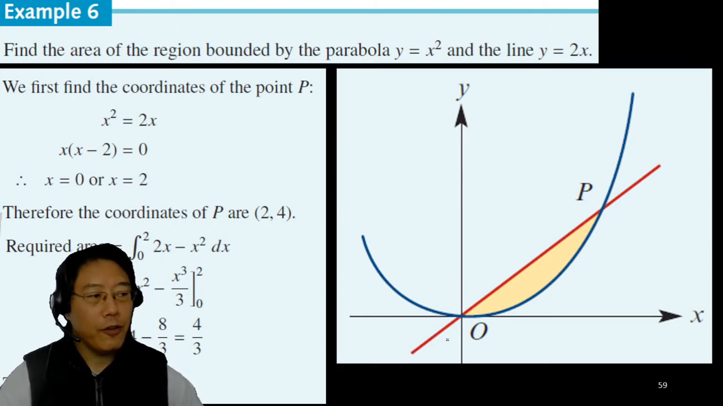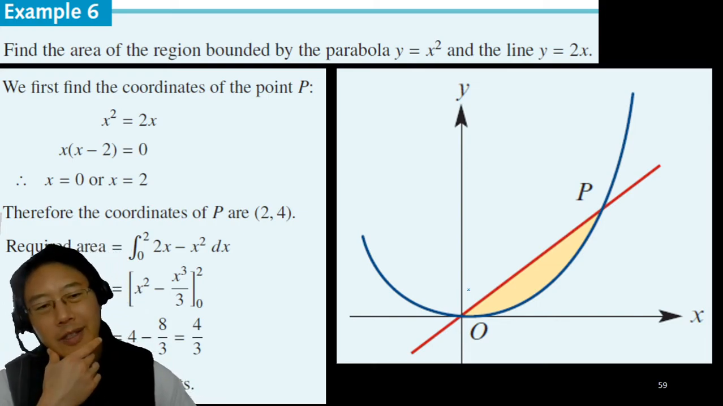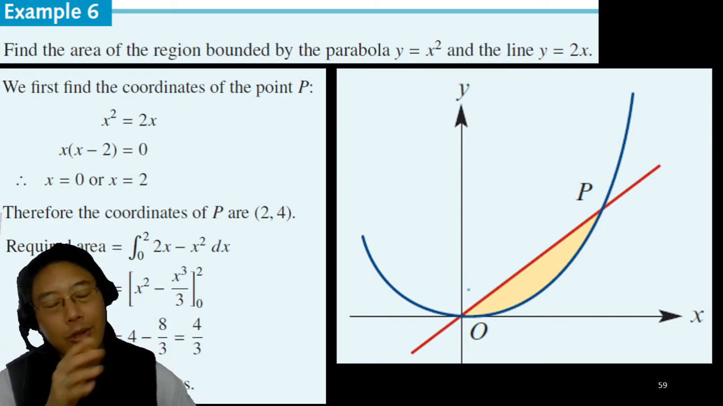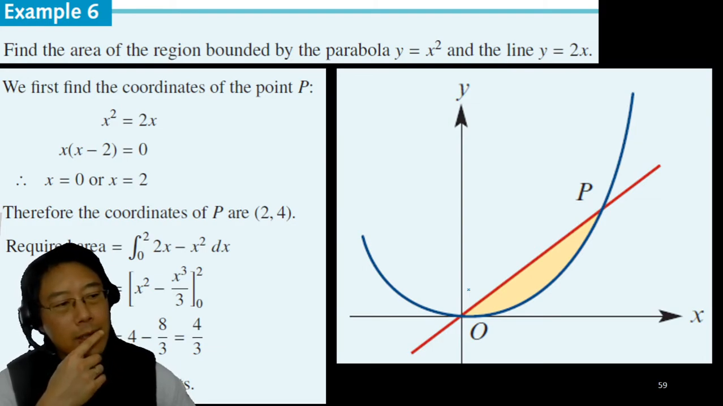Here, if you graph it, your straight line will be above. Now, it's not really a problem if it's above or below. Let's say you use a CAS calculator, you will use a modulus. I guess if you do it by hand, you need to have an idea if it's above or below.